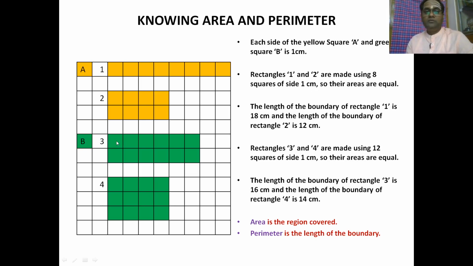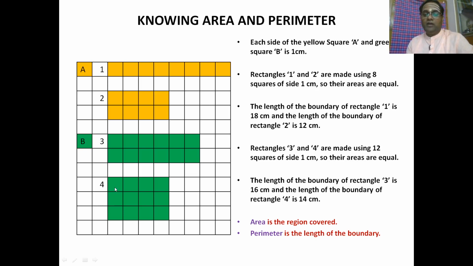Now coming to this rectangle 3, you can see here, this rectangle 3 is made up of 1, 2, 3, 4, 5, 6, 7, 8, 9, 10, 11, 12 squares. So rectangle 3 being made of 12 squares of side 1 centimeter each, its area becomes 1 into 12, that is 12 square centimeter.